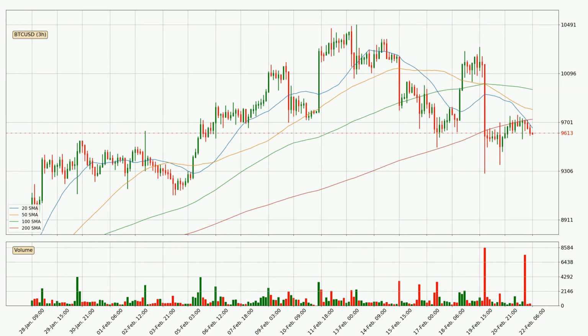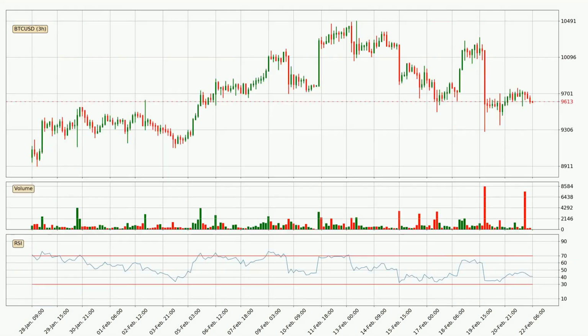The 20 SMA will play as resistance, or the price will peak above the current price, which is around $9,655. Important to note is that the price is currently below the 200 SMA, which can play as a strong resistance. However, breaking it decisively to the upside will signal a potential big move up. Looking at the 3-hourly relative strength index, the current 3-hourly RSI is at 41, so there are currently no signs of the crypto being overbought or oversold.